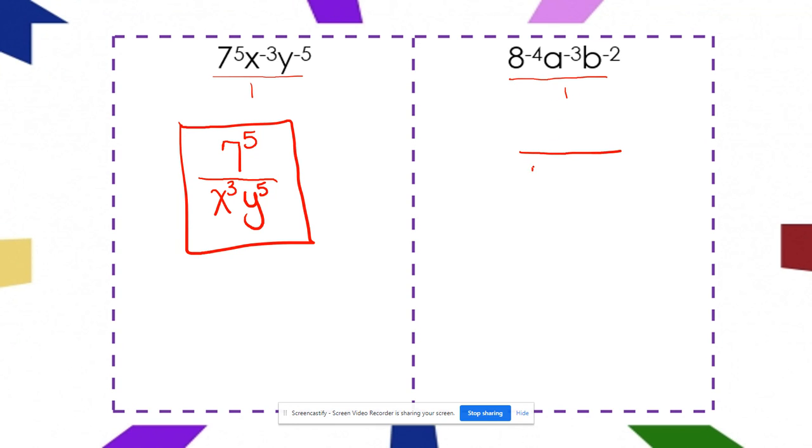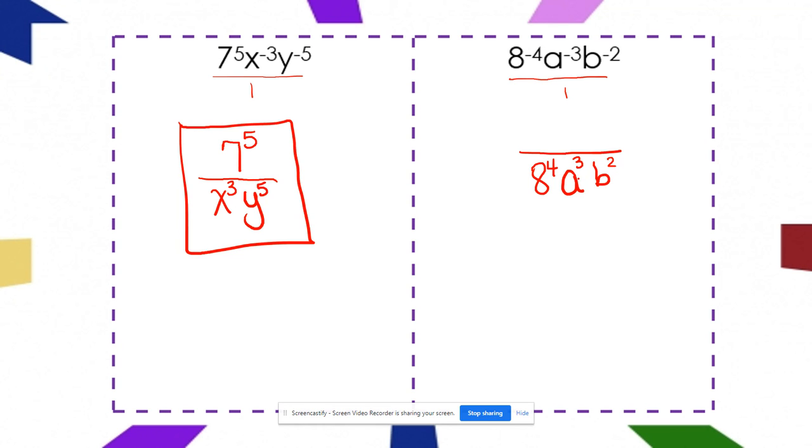So once I move it to the denominator, the exponent stays, but it becomes a positive 4 instead of negative. When I look at my a value, it also has a negative exponent. That means my a needs to flip down to the denominator. So a will come down to the denominator, and that makes its exponent positive. Then b also has a negative exponent, so it also needs to move to the denominator. And as soon as it moves, it has a positive exponent.